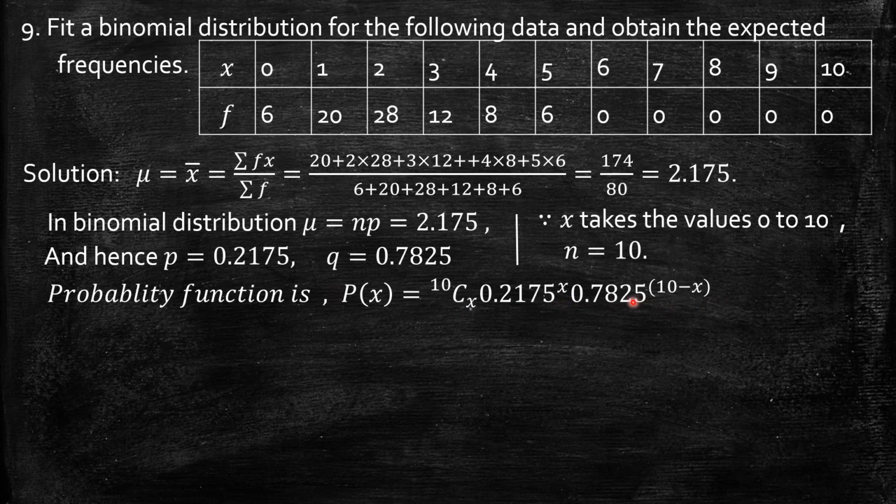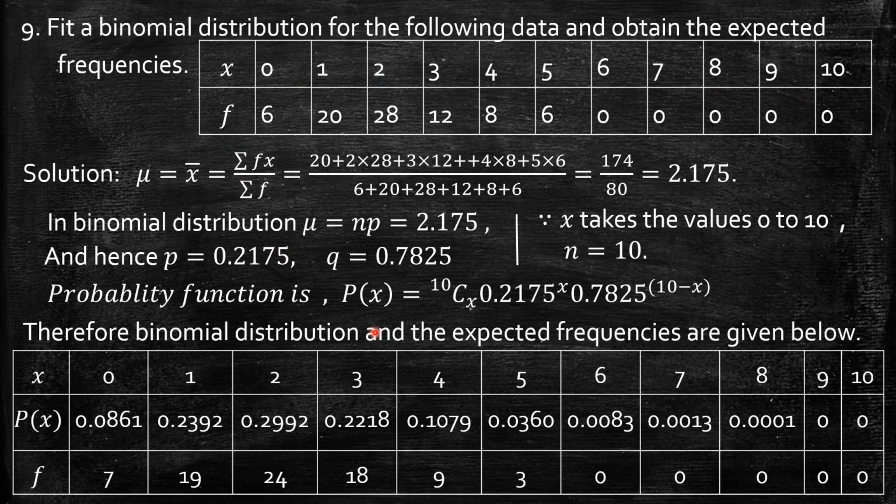I can now find the probability for each x varying from 0 to 10, which helps us to find the theoretical frequencies or expected frequencies. I just calculated it over here, so that gives the binomial distribution, and the expected frequencies are given by multiplying. Once I get P of x, I can get f of x, that means the expected number, by multiplying this by 80. So how did I get this number? First I got the probability for each by using this.